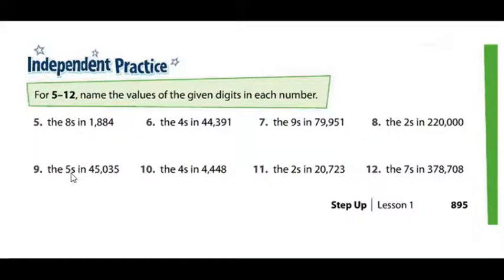Now it's time to solve the independent practice. Exercise 5. Name the values of the given digits in each number. The 8 in, can you read this number? Before you read any number or find the value of each digit, you have to write the place values. It's very, very important to start by writing the place values. So, what is the first place value here? It's ones, tens, hundreds. And what about here? Thousands. Very good. So, can you read it?